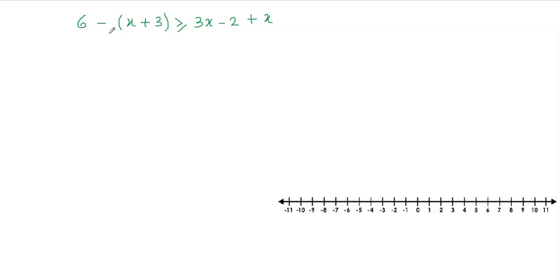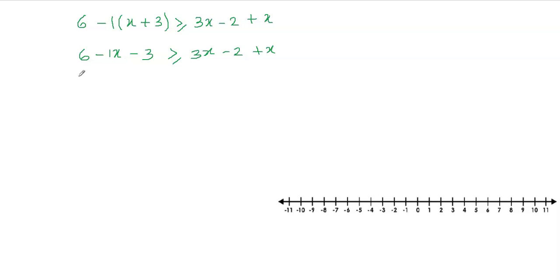So the first thing we have to do is get rid of the parentheses, right? So I'm going to get rid of the parentheses by distributing this negative sign inside the parentheses. And we have to be really careful because we have a negative sign in front. So I'm going to write it this way, 6, and then instead of just the negative sign, I'm going to say that there's a hidden 1 over here. I'm going to put -1 here. So I'm going to distribute -1 inside the parentheses, right? So -1 times x is going to be -1x. And -1 times +3 is going to be -3, is greater than or equal to, then we have 3x minus 2 plus x. So I didn't change anything on the right hand side. I just solved the parentheses.